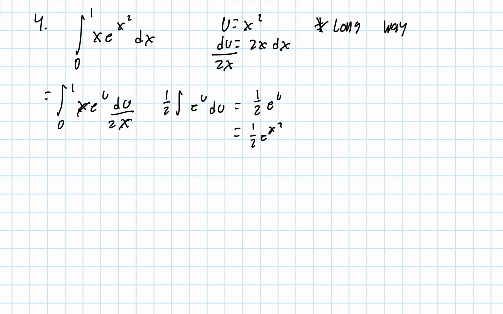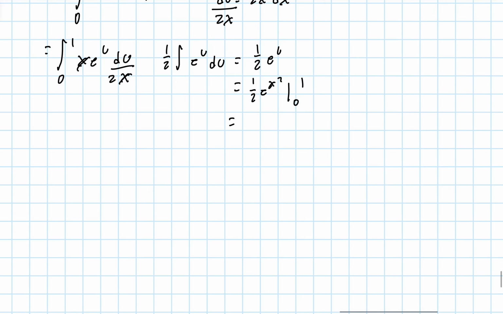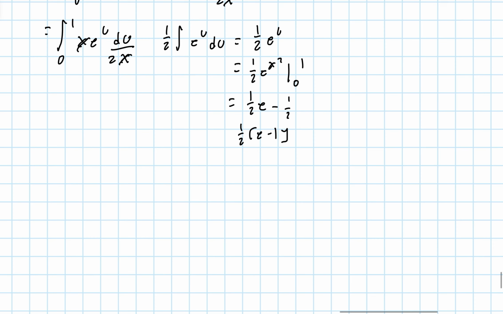And then from here we take our bounds from 0 to 1, and we get that the answer is 1/2 e minus 1/2. You can simplify further to get 1/2 times (e minus 1) as your answer. This is called the long way because you didn't change the bounds within the system. You waited until you integrated and then put the x back in, and then you took the bounds. But there's an easier way, and here it is.